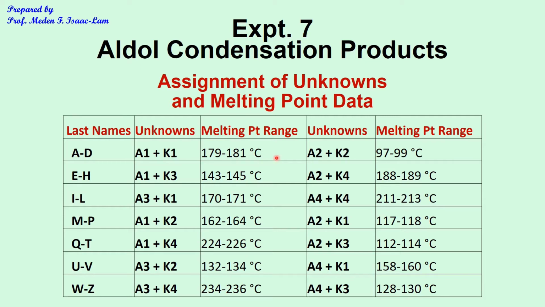The second unknown assigned for those last names starting with A to D is going to be A2 plus K2. The aldol condensation product formed from that combination will have a melting point range of 97 to 99 degrees C. For the other last names, you will follow this list and the corresponding unknown combinations. A stands for aldehyde, K stands for ketone. From the table listed in the handout, you will be able to figure out, based on the melting point range, the corresponding aldehyde and ketone for the unknown.